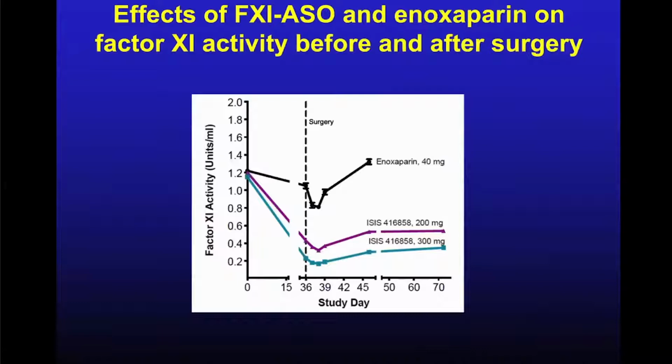So the question here was, how do these antisense strategies compare to the standard? And this little figure illustrates that with the high dose, the 300 milligram, the green line, what you basically see is that at the time of surgery, the factor 11 concentration is about 20% of normal or even lower. While, as you see with enoxaparin, there's a dilution effect, but it basically is untouched. Now, this is important to realize. At the time of surgery, these patients actually had very low or even undetectable levels of factor 11.